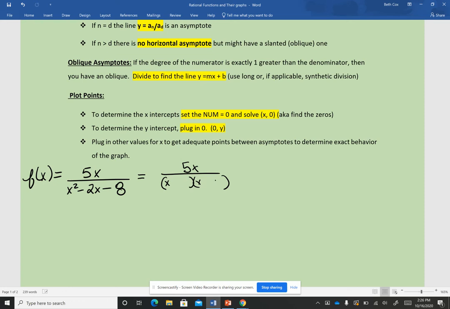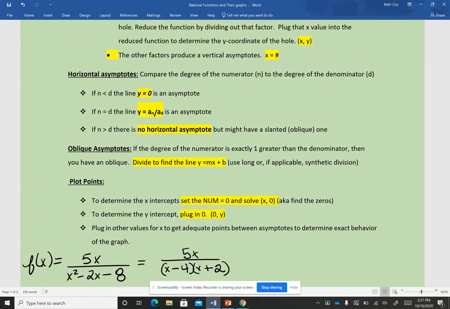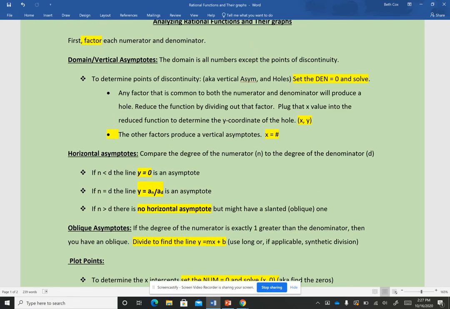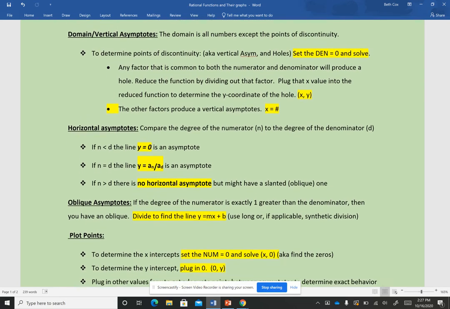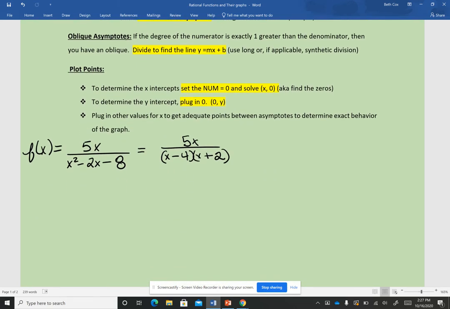It should be a 4, shouldn't it? A -4 and plus 2. Okay, all right, and so now the vertical asymptotes or holes. Well, I don't have any holes. We hadn't talked about those for a few minutes, but I don't have any holes.